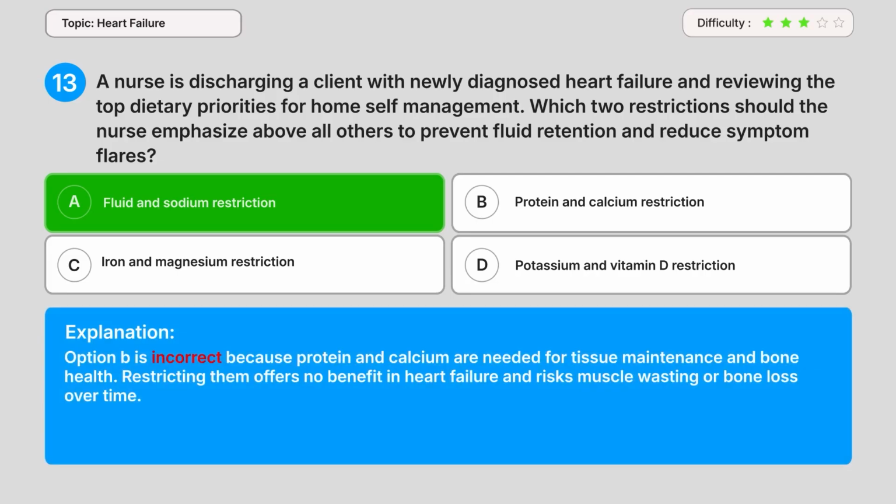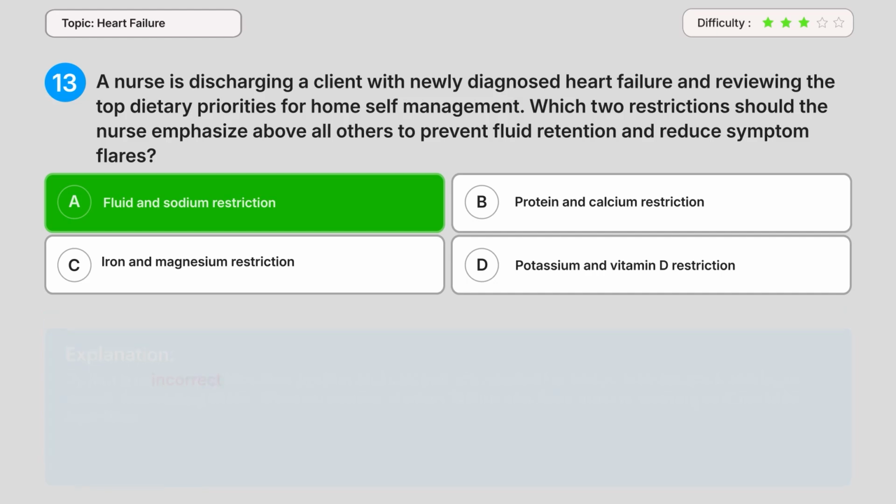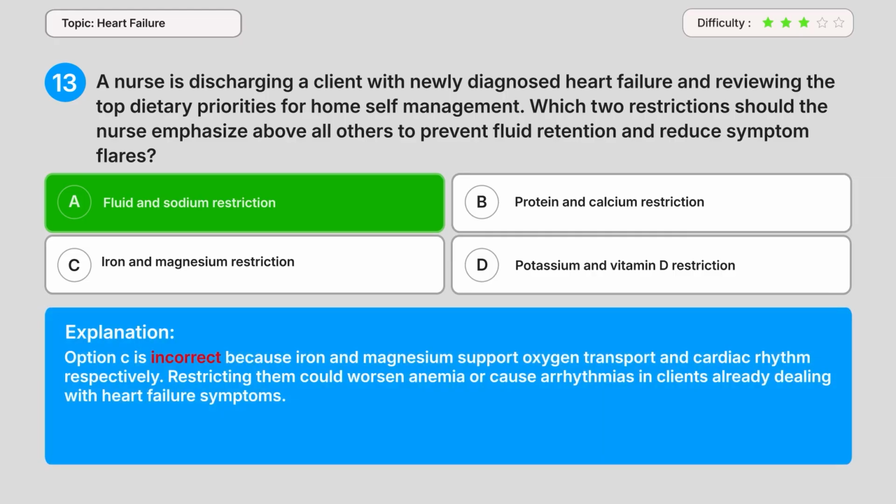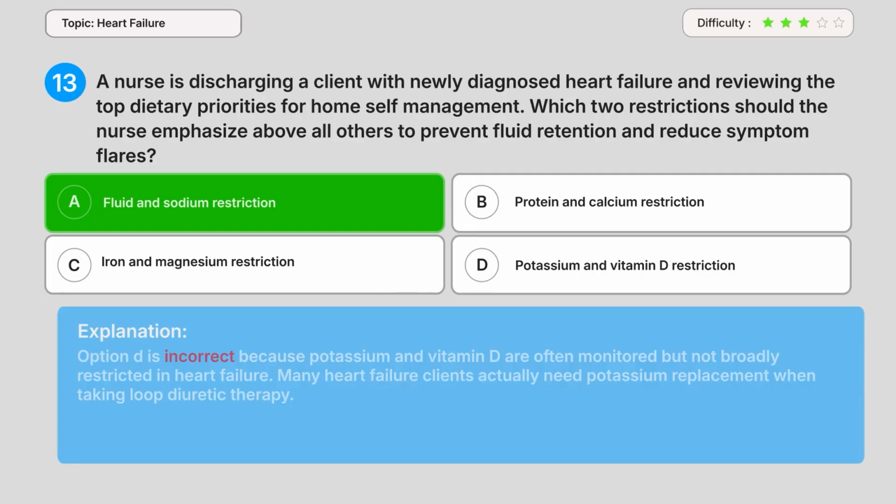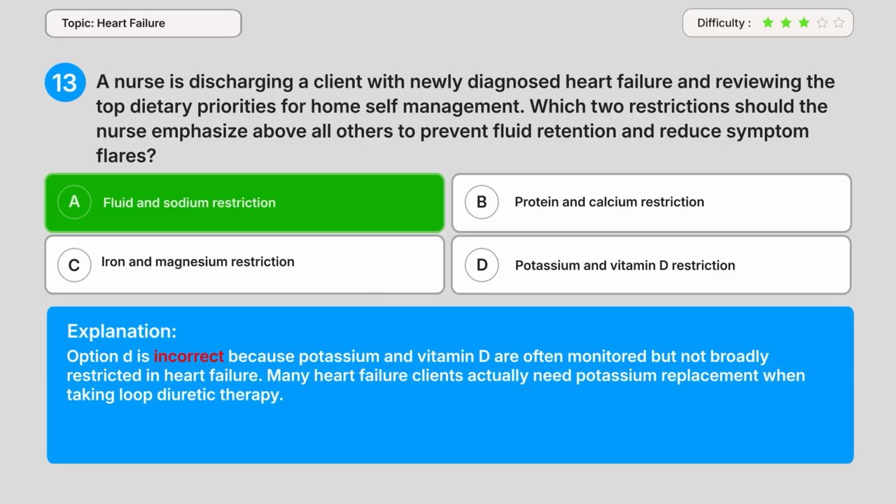Option B is incorrect because protein and calcium are needed for tissue maintenance and bone health. Restricting them offers no benefit in heart failure and risks muscle wasting or bone loss over time. Option C is incorrect because iron and magnesium support oxygen transport and cardiac rhythm respectively. Restricting them could worsen anemia or cause arrhythmias in clients already dealing with heart failure symptoms. Option D is incorrect because potassium and vitamin D are often monitored but not broadly restricted in heart failure. Many heart failure clients actually need potassium replacement when taking loop diuretic therapy.